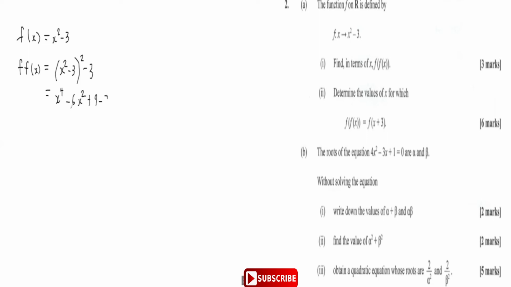All right? And so what we're getting is that f of f of x is actually working out to be x squared minus 3, all squared, then 9 minus 3 is plus 6. Apologies. So we get x to the 4 minus 6x squared plus 6. That is f of f of x.